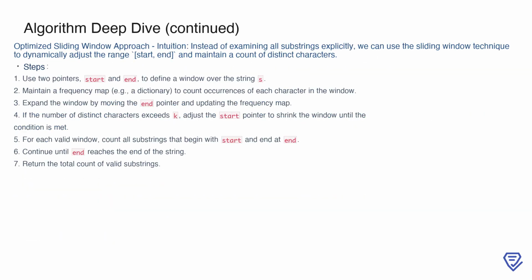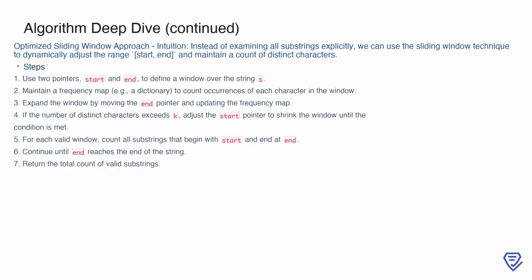To address the inefficiency of the brute force method, we can use the sliding window technique. This approach eliminates the need to recompute properties for overlapping substrings by dynamically adjusting a window over the string. We start with two pointers, start and end, that define the window. A frequency map, implemented as a dictionary, is used to track how many times each character appears within the window. As the end pointer expands the window, we update the frequency map. If the number of distinct characters in the window exceeds k, we increment the start pointer to shrink the window until the condition is met.